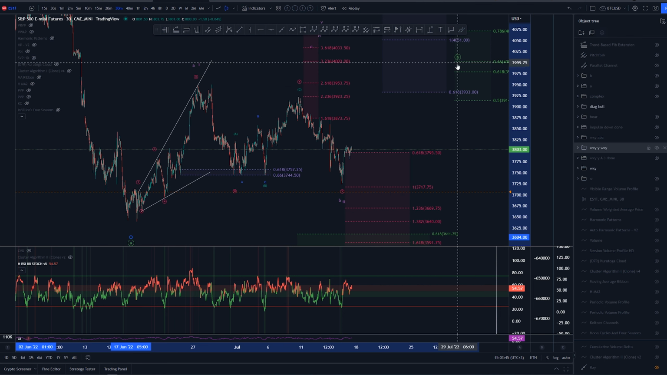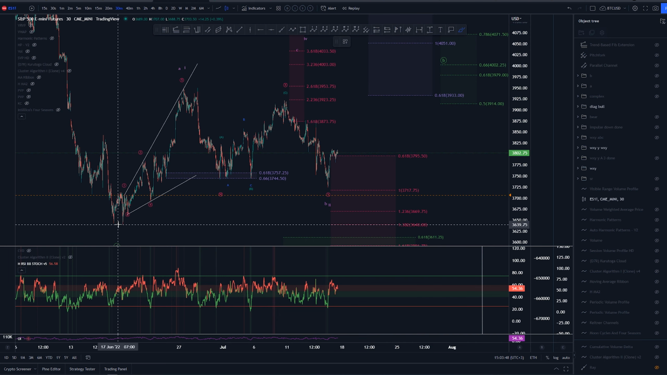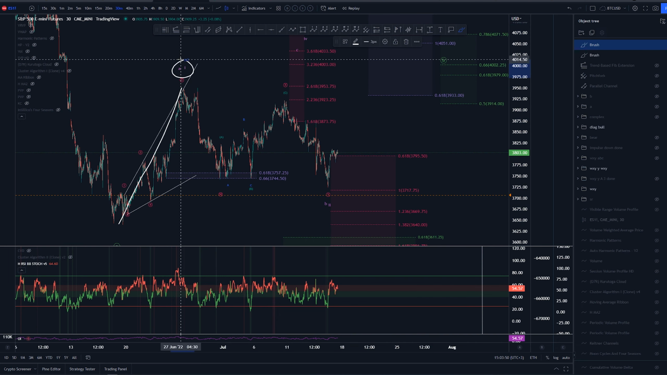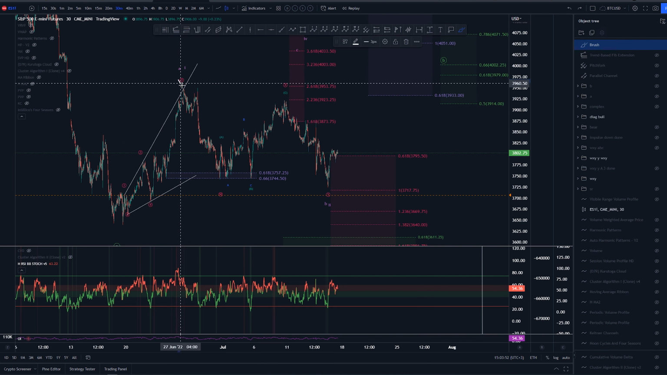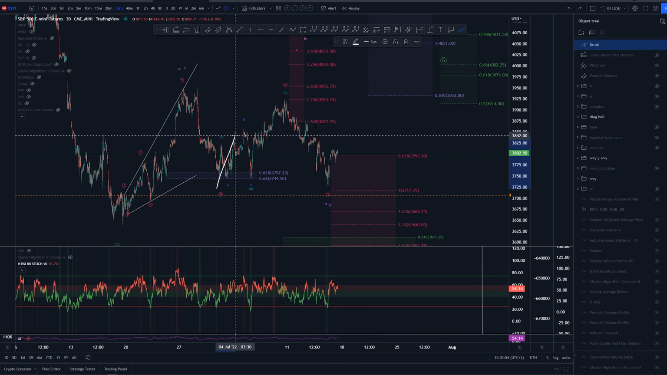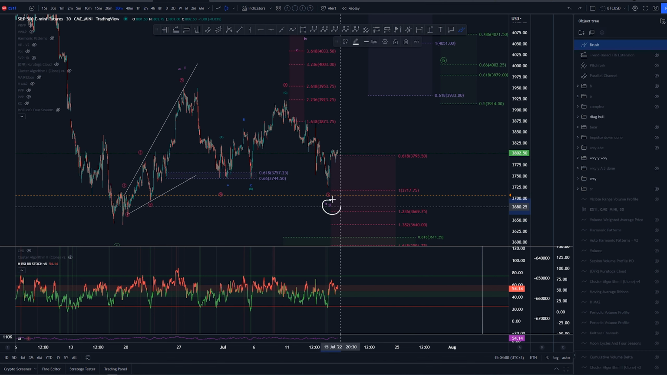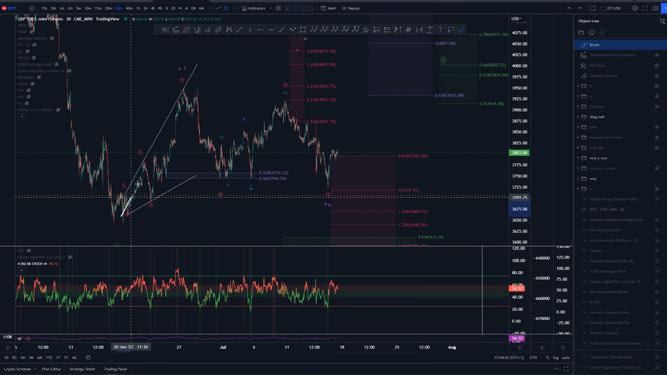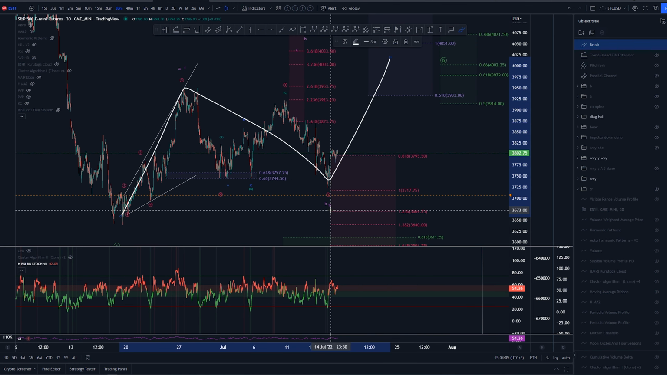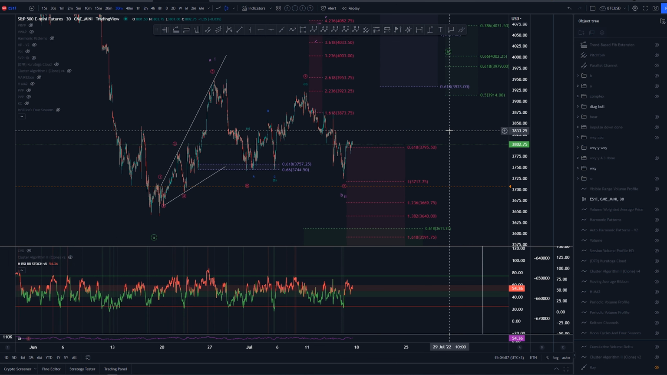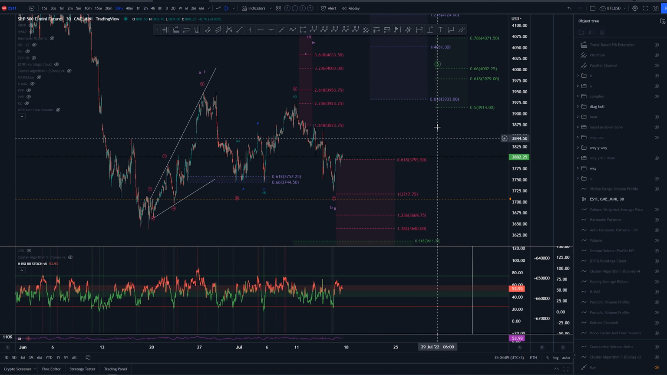A bit more likely is something like this, in which we have this as a five-way structure into wave one or A wave, and then some kind of three-wave into W, A, B, C into X, and then again three-way here into the wave Y to complete the wave B or wave two. So overall, it would be something like this. Yeah, this is looking pretty good to me at the moment.